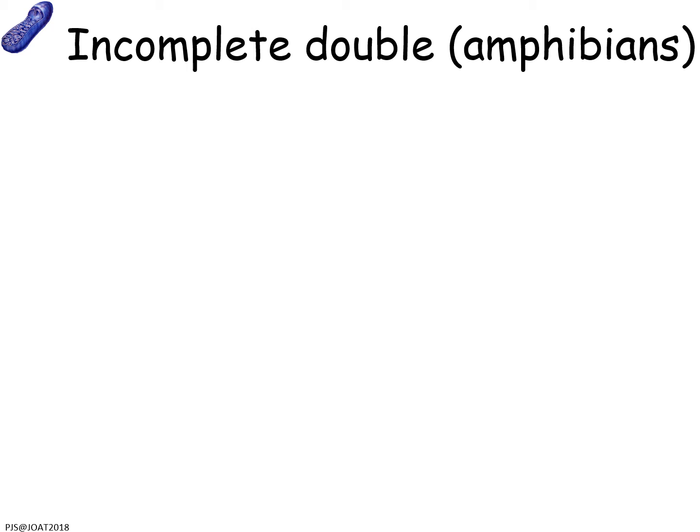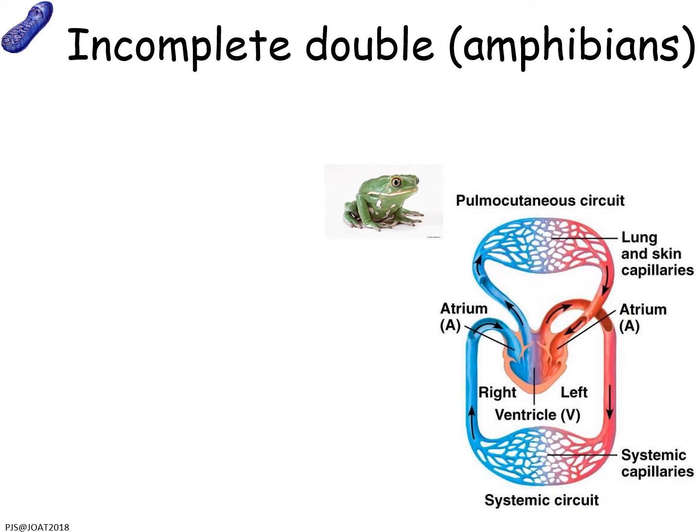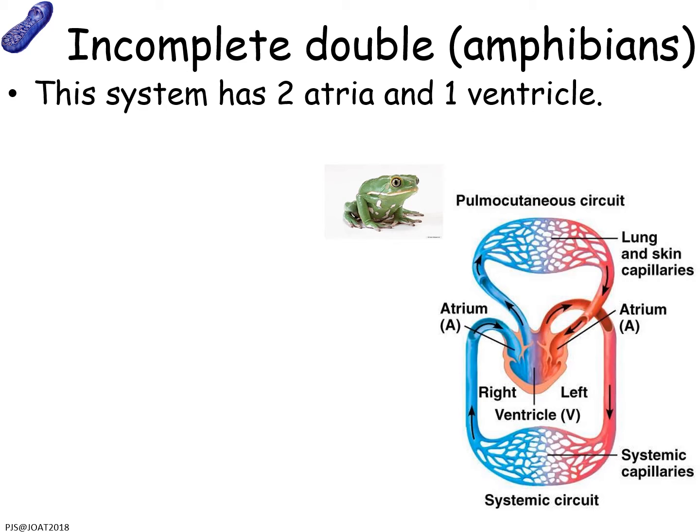Okay, so we are going to try to get to a double, but in between we have something called an incomplete double. So it really shouldn't surprise you, this time we're going to go with 3 chambers. This first one we have here is the amphibians. They have 2 atria and 1 ventricle.